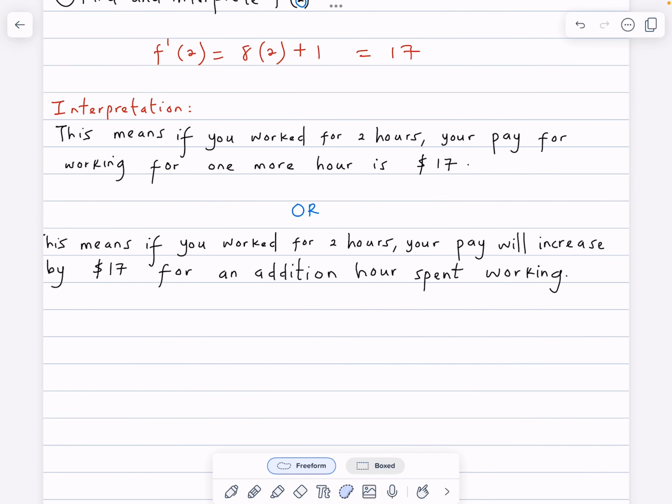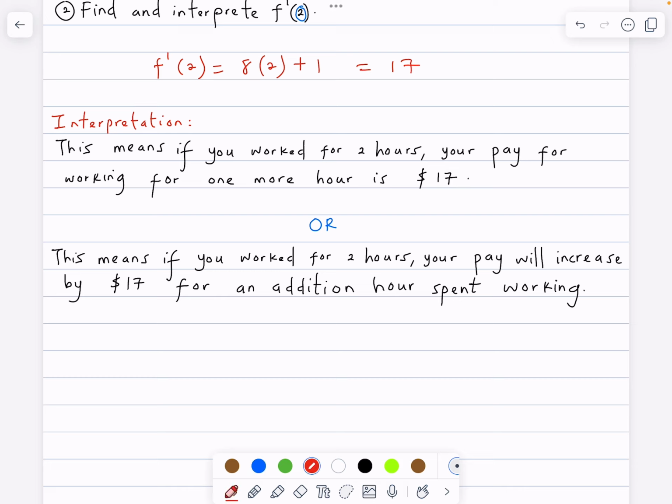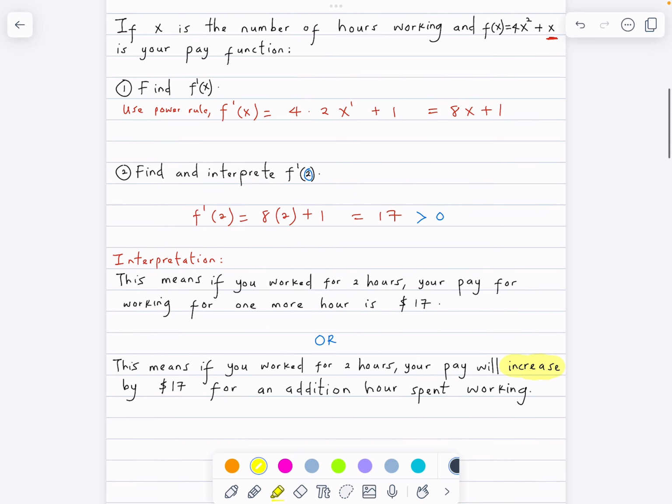Now, how do I know that it's going to increase? Because I got 17, right? And 17 is greater than 0, so it means that it's going to increase. That's how I got the increase there. This increase means that the pay is going to increase by $17 for an additional hour I spend working. So that's basically the interpretation of all this.